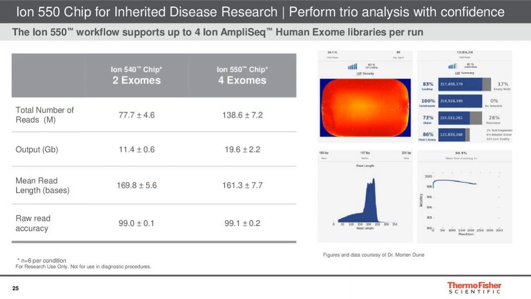For many inherited disease researchers, it's important to be able to run a trio analysis with the proband, mother, and father in order to more quickly identify true de novo variants and understand inheritance patterns. The Ion 550 chip supports 130 million reads, which allows for up to 4 exomes per run while maintaining high raw read accuracy. So this allows for a trio analysis in a single run.